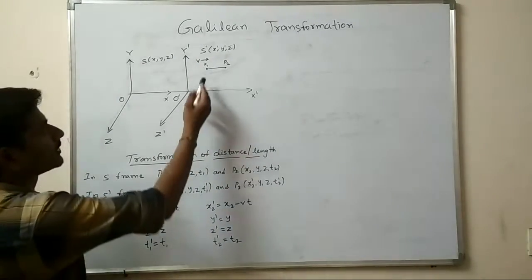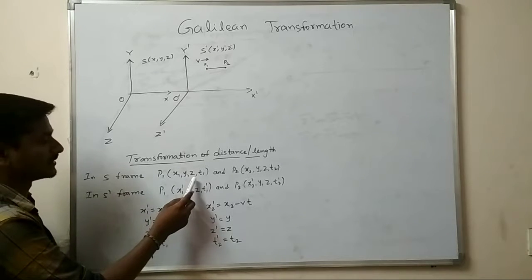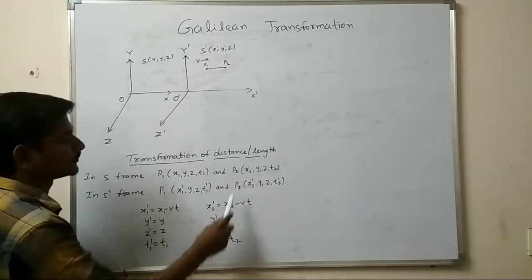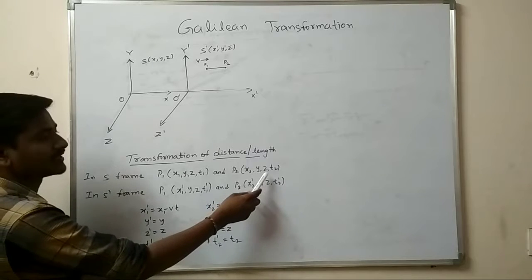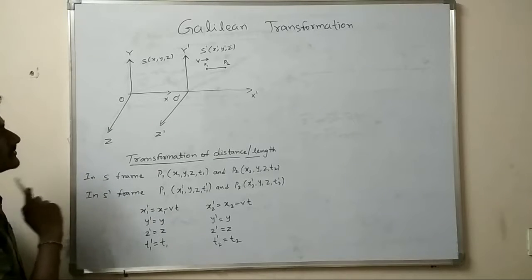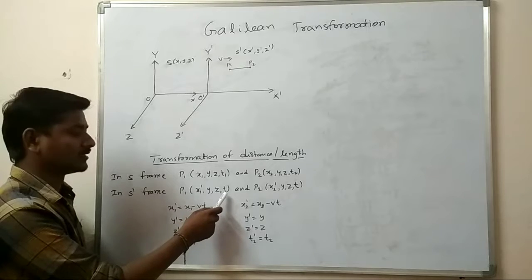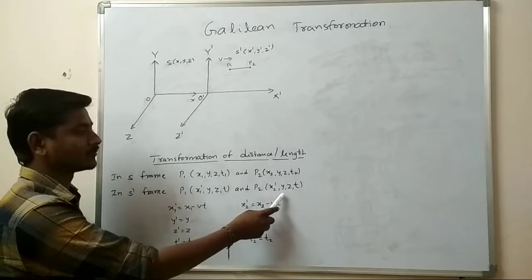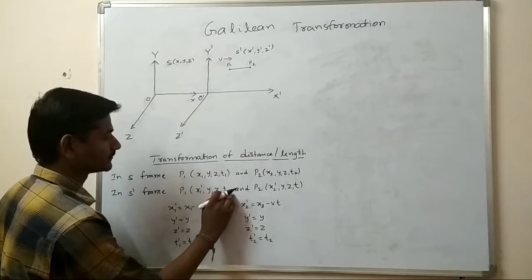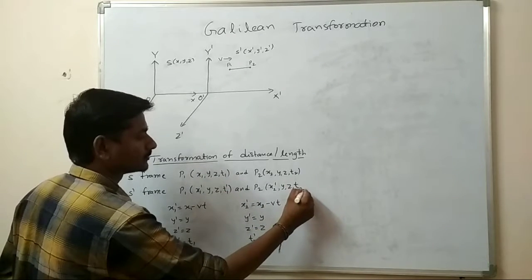Let us say that the coordinates of the position P1 in the S frame are x1, y, z, time t1, and the coordinates of position P2 in the S frame are x2, y, z, and t2. Similarly, when we make the measurements from the S dash frame, P1 is x1 dash, y, z, t1 dash, and P2 is x2 dash, y, z, t2 dash.